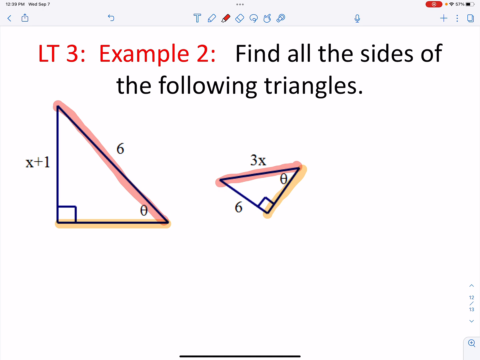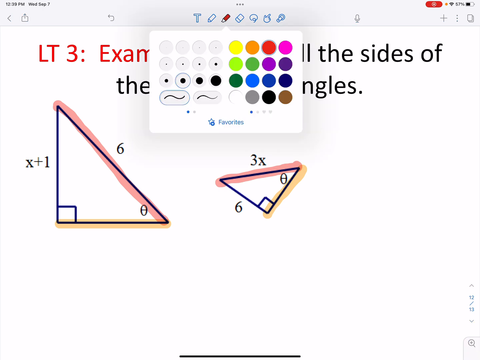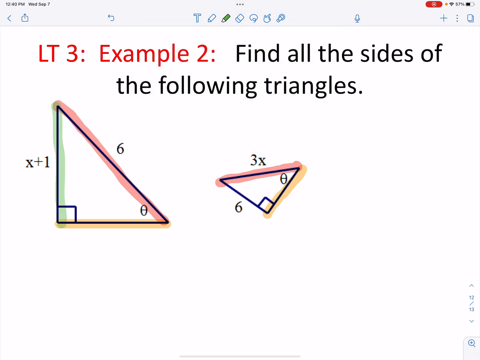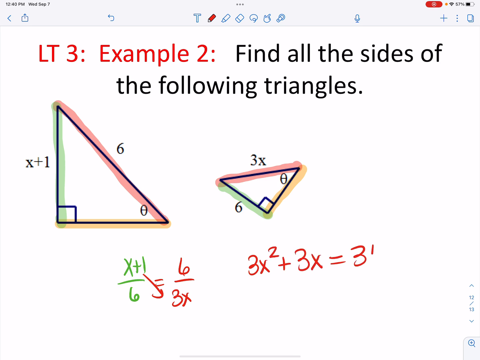It's telling you in the directions that these are similar. Finally I have this leg, which has to go with this leg. If I do the green on the big to the green on the small, and then the red on the big to the red on the small, now I cross multiply. I would get 3x squared plus 3x equals 36.